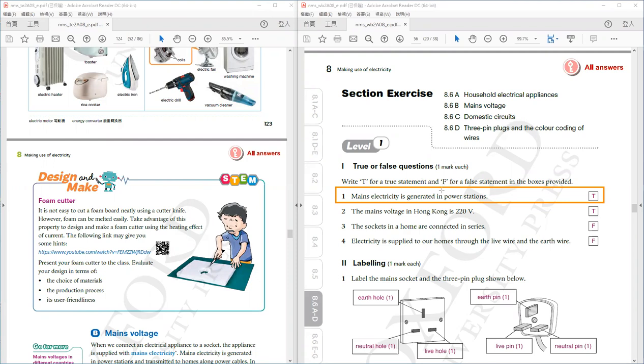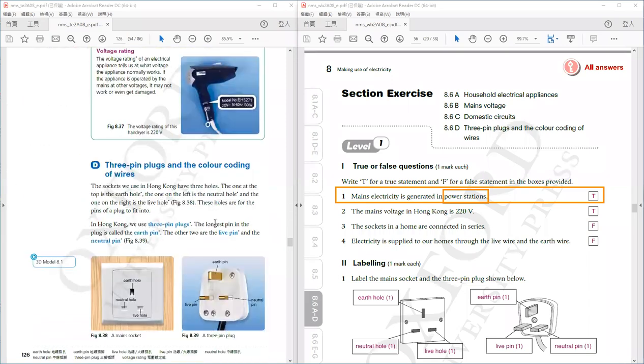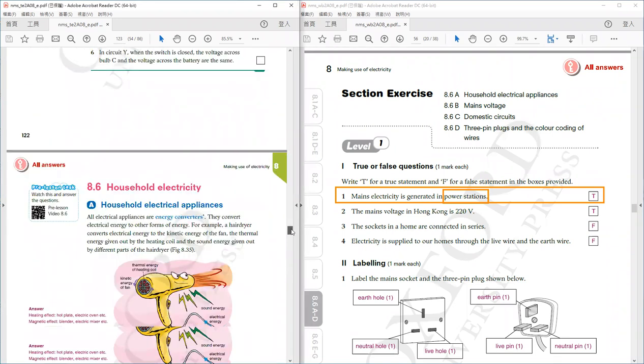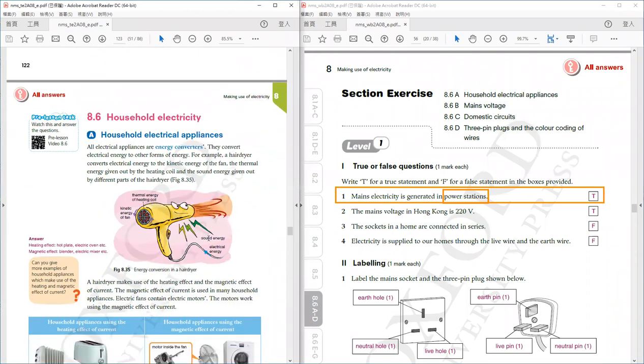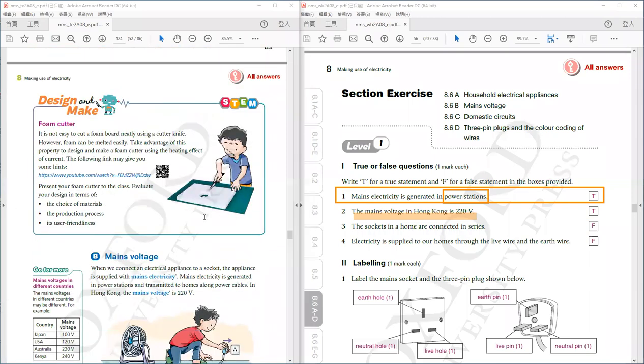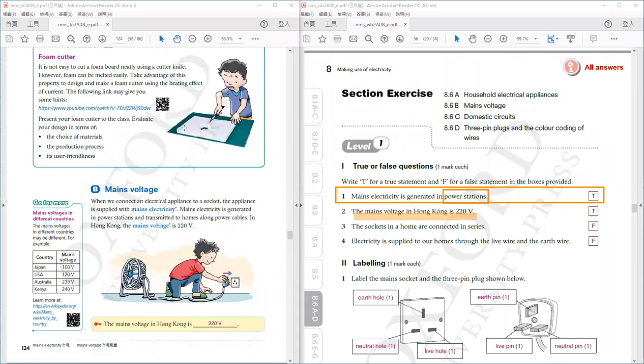So they are generated in power station and later transmitted to our home. Here. Okay. And statement 1 is correct. For statement 2, the mains voltage in Hong Kong is 220 volts. You can refer to here. This is page 124.